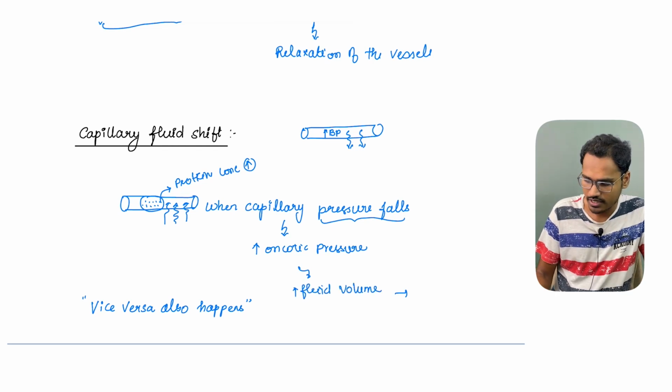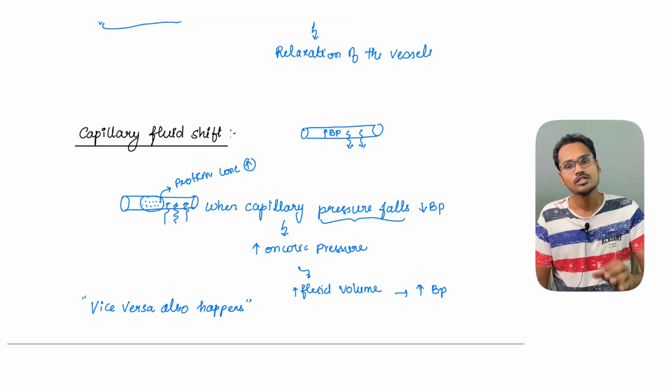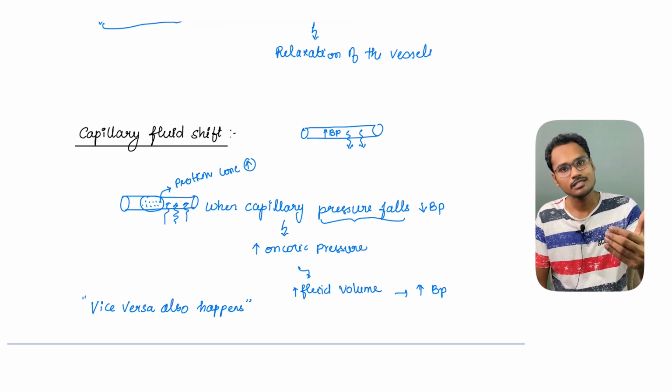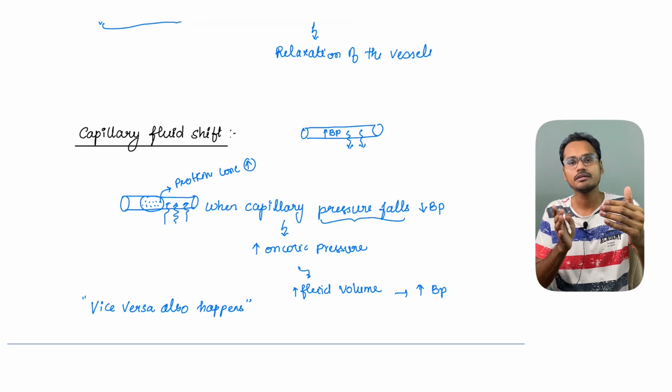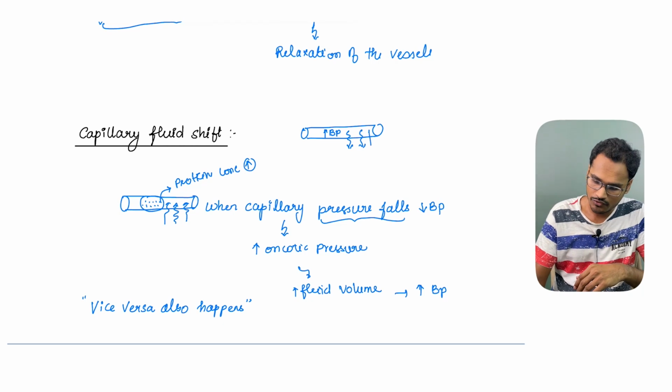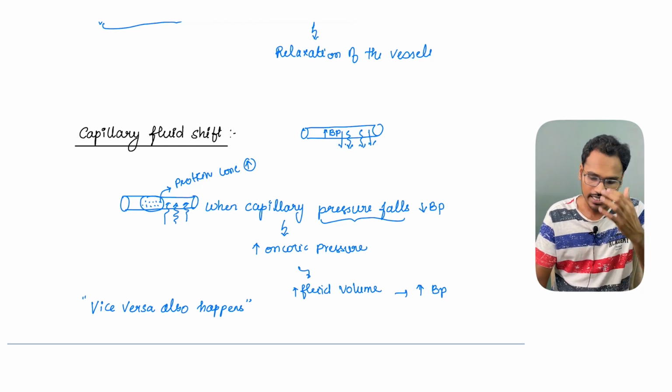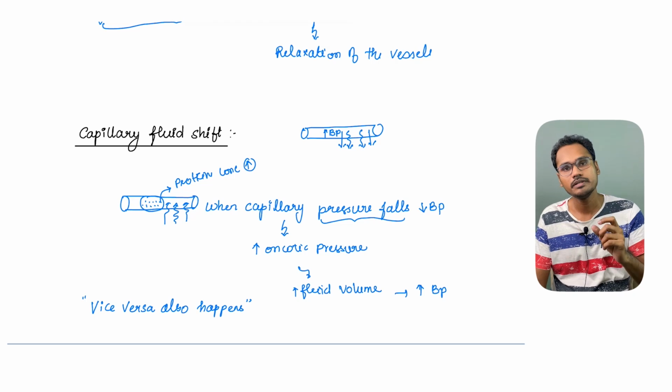And what is going to happen? There is going to be an increase in blood pressure. We started with a capillary blood pressure fall, or a decrease in BP. So that's how, if there is an increase in BP, the vice versa can happen. If there is an increase in BP, what is going to happen? The hydrostatic pressure is going to push the fluid into the interstitium. In this way, it can regulate the BP to a slight level. So these are the two important mechanisms in intermediate regulation.